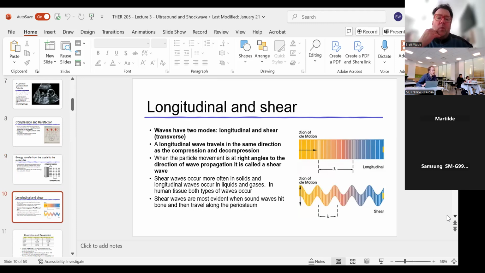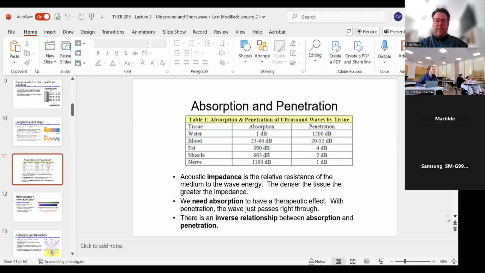Oh, the two modes of waves, longitudinal and shear waves, is for sure on there. So just note that. Inverse relationship, yes, between absorption and penetration. That's a definite question for sure.